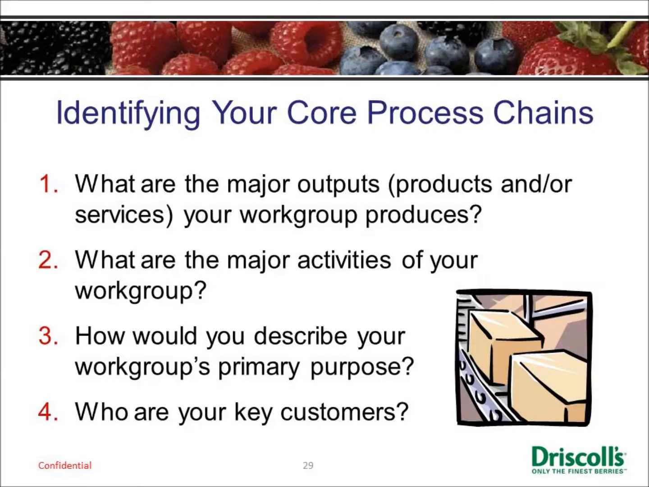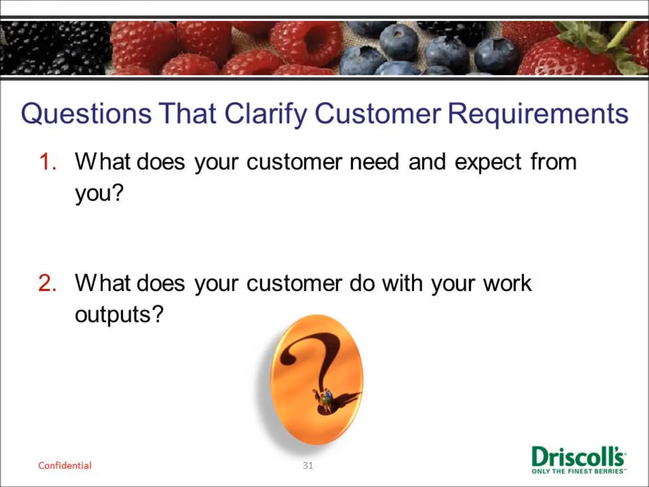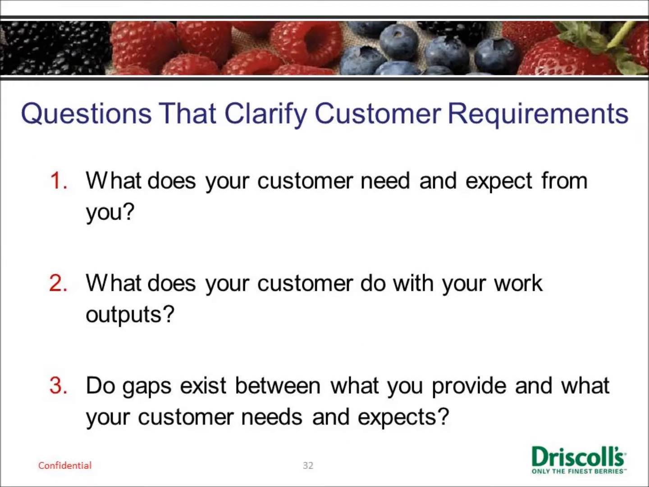Once you have identified your core process chains, you can then consider the key requirements for your work group's core customers. Seek feedback from your customers to understand, what does your customer need and expect from you? What does your customer do with your work output? And do gaps exist between what you provide and what your customer needs and expects?